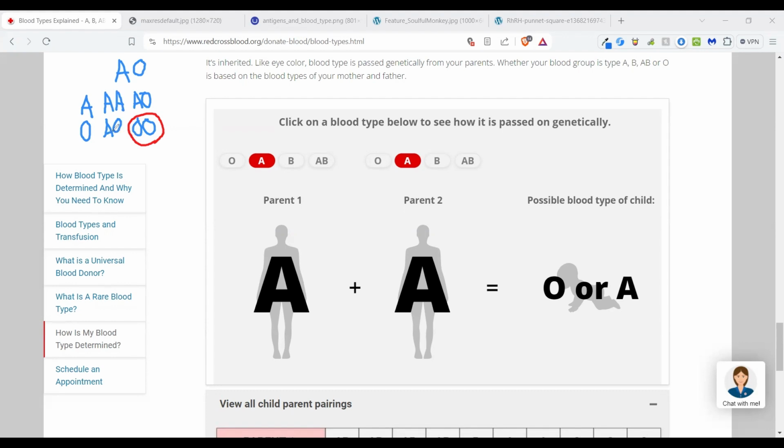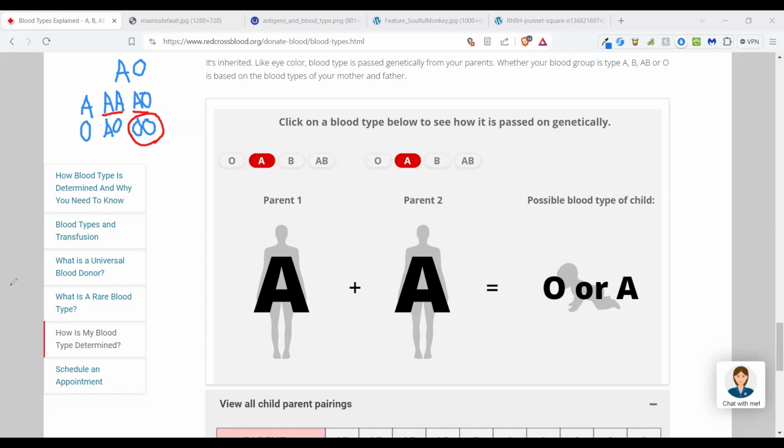Whereas the other 3 possibilities are that they are blood type A, but even within that, the children with blood type A could have either this homozygous dominant blood genotype or this heterozygous genotype.